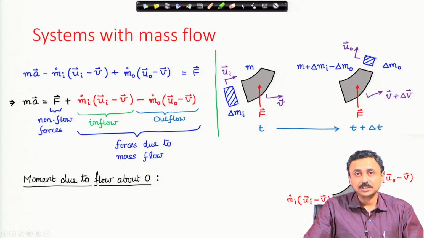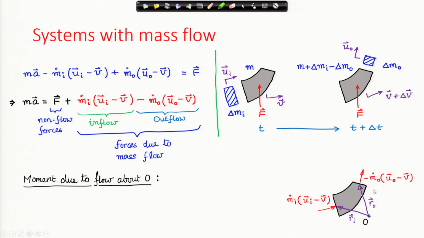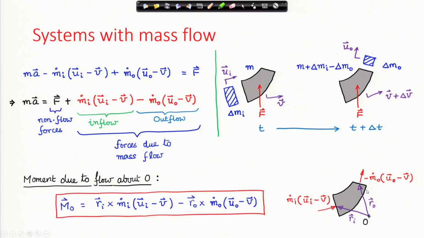These vectors are forces because of inflow and outflow, and you will note that the sign is taken care of. Therefore, the moment about O because of all these flow forces is R I cross the force because of inflow, minus R O cross the force because of outflow. This minus comes because there is this minus sitting here, so the negative is a part of that force.